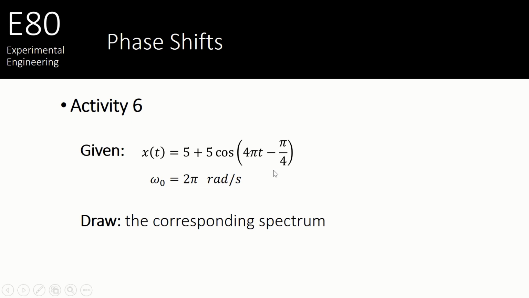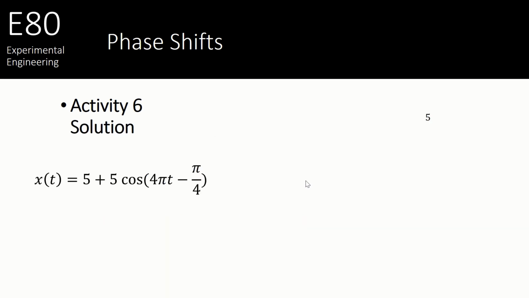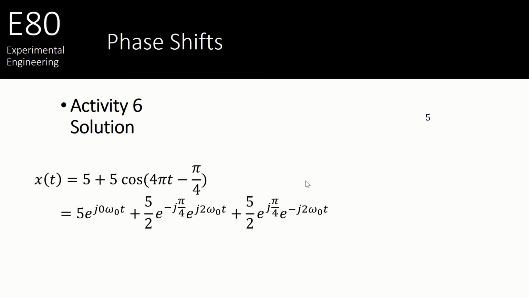In this case, we're given some function which looks to be sinusoidal. It's 5 plus 5 cos(4 pi t minus pi over 4). And we're given a fundamental frequency of 2 pi radians per second, if that matters. Draw the corresponding spectrum or stem plot. I would suggest you pause the video, but if you want one hint, make sure you realize which part is the amplitude, phase, and frequency of that sinusoid. Also, another hint, you can break it up term by term. All right, here we go.